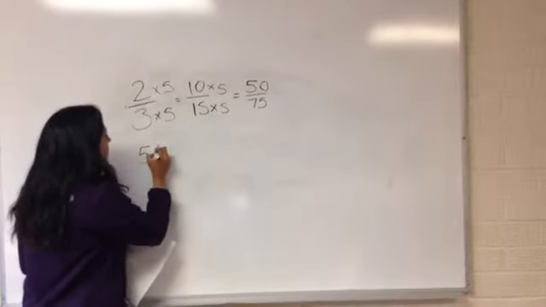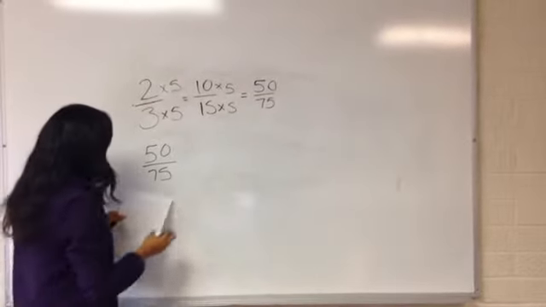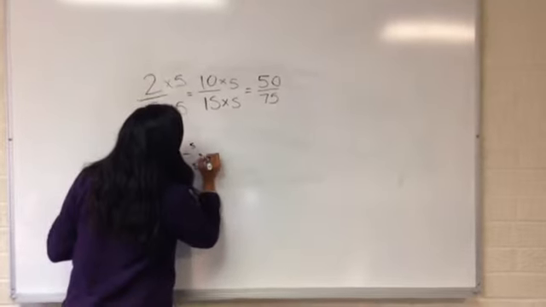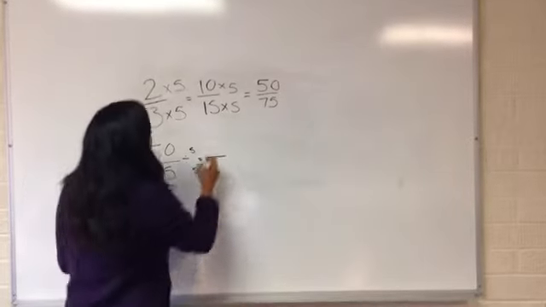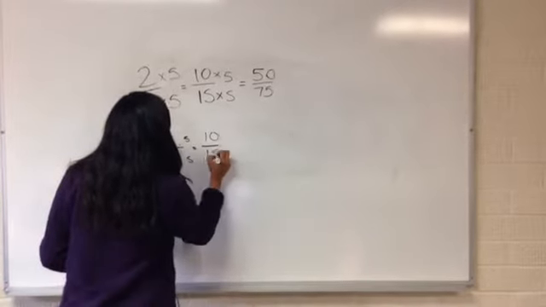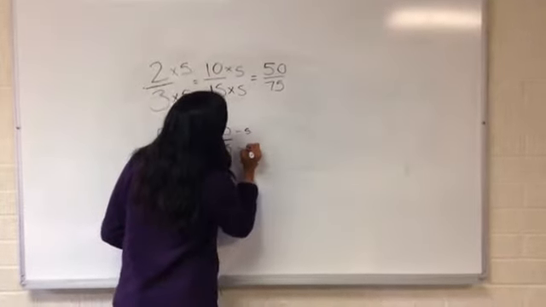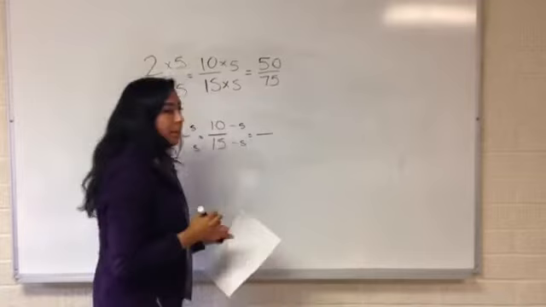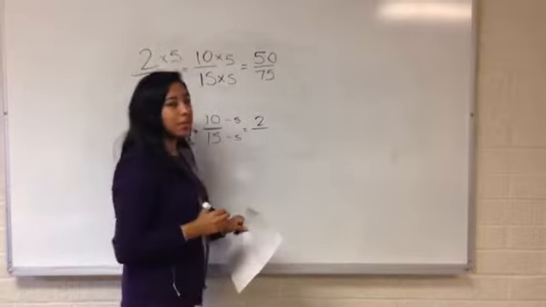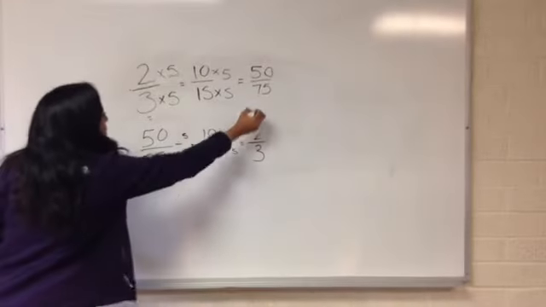Now we're going to take 50 over 75 and divide by 5 to each. So 50 divided by 5 is 10, and 75 divided by 5 is 15. Now we're going to divide again by 5 to the numerator and denominator, and 10 divided by 5 is 2, and 15 divided by 5 is 3. And so here you can say that these are all equivalent.